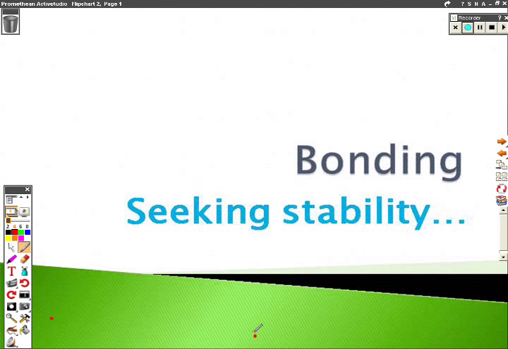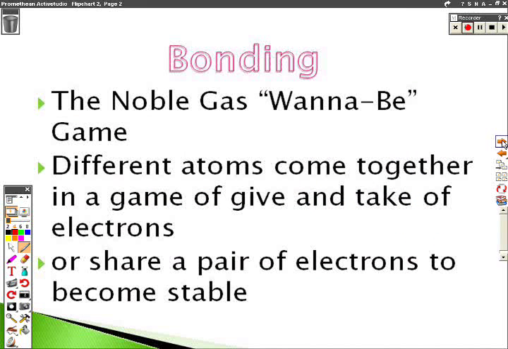Bonding is a process where atoms try and seek stability. They try to be stable by losing and gaining electrons, ionic bonding, or sharing electrons, covalent bonding. In this process, they are trying to act like noble gases. So if you can nickname bonding something, you can nickname it the noble gas wannabe game.